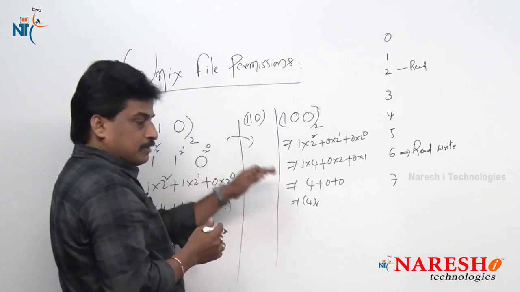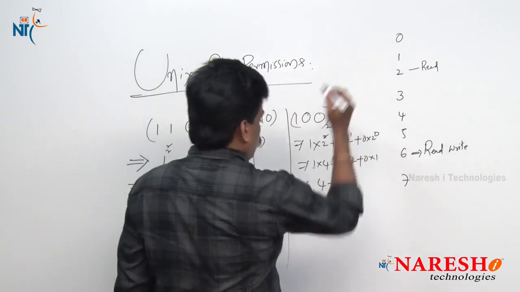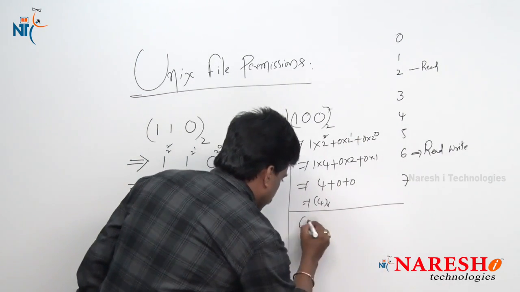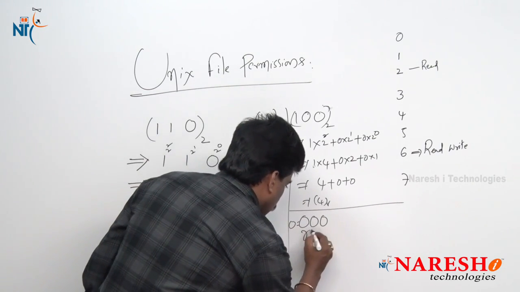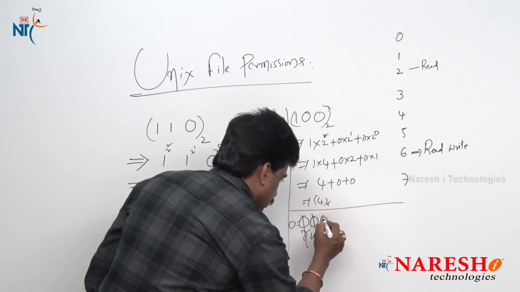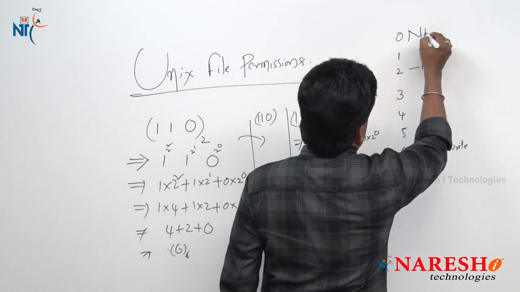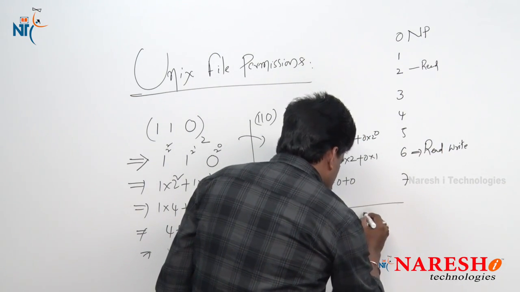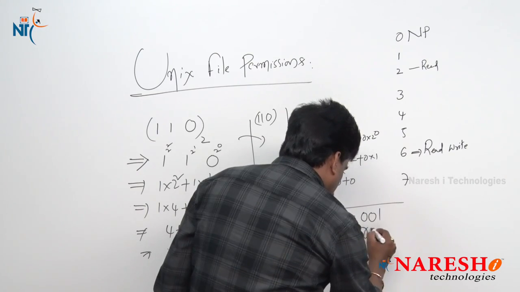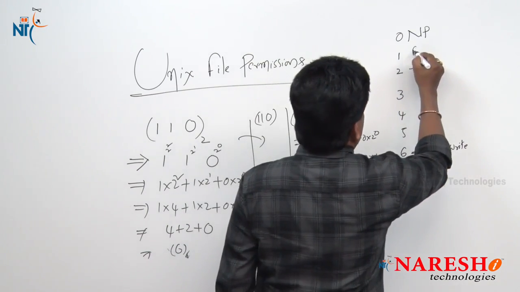So this is the conversion we are doing, one number system to another one. Next, 0. If you are converting into binary, 0 represents triple zeros: R, W, X, no read, no write, no execute. Then you can say no permission. Next, 1. Binary number is equal to 0, 0, 1: R, W, X, no read, no write, only execute.